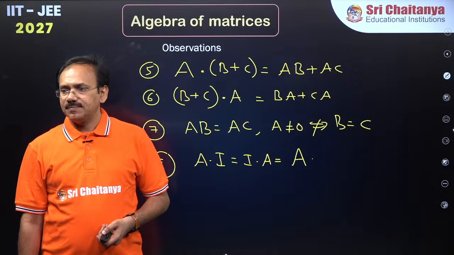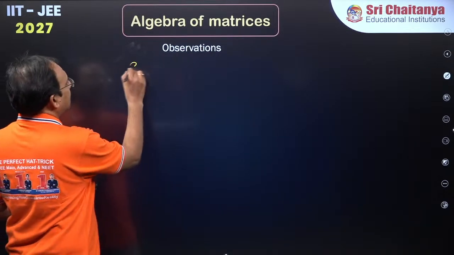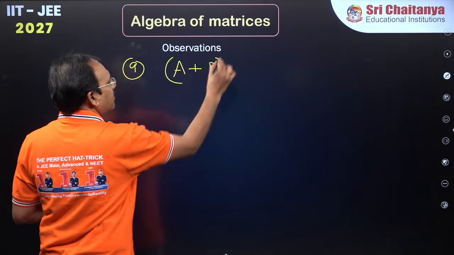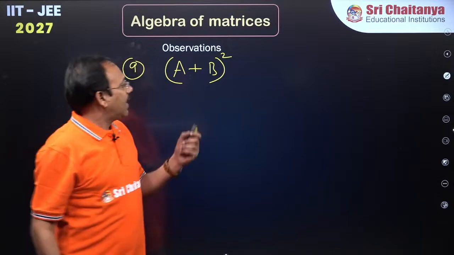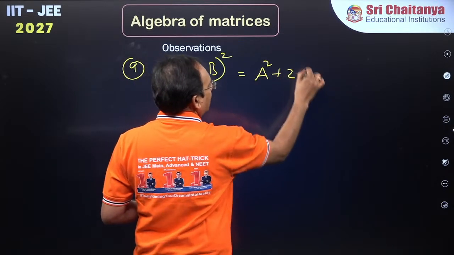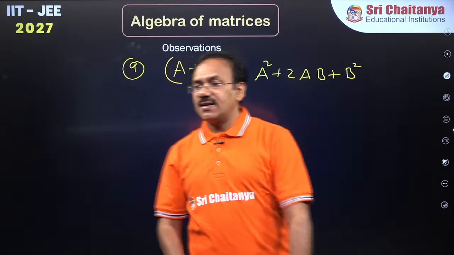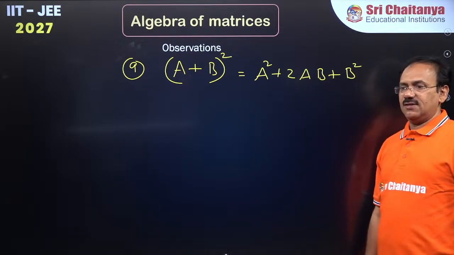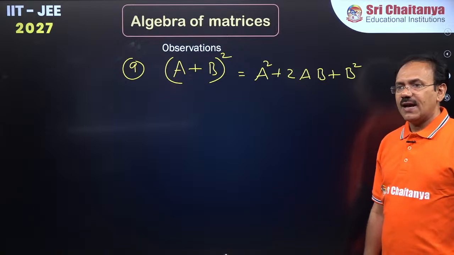Okay. Right. Now, next, dear students, A and B are two matrices. What do you mean by the square of this? Multiplying the same matrix twice. A plus B whole square. Can I write it like A square plus 2AB plus B square? Correct or wrong? Can I write it as A square plus B square plus 2AB? Yes or no?